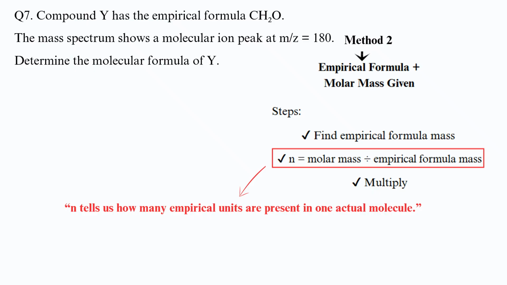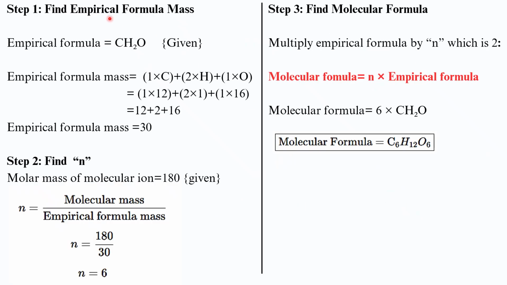Let us see each step in detail. So step 1 is to determine the empirical formula mass. You will write down the empirical formula, do the respective calculations and determine the empirical formula mass. Once you have determined it, you will calculate the value of n using the formula that I shared at the beginning. The value of n is nothing but the number, or the unit, that I should multiply with the empirical formula in order to get the molecular formula.